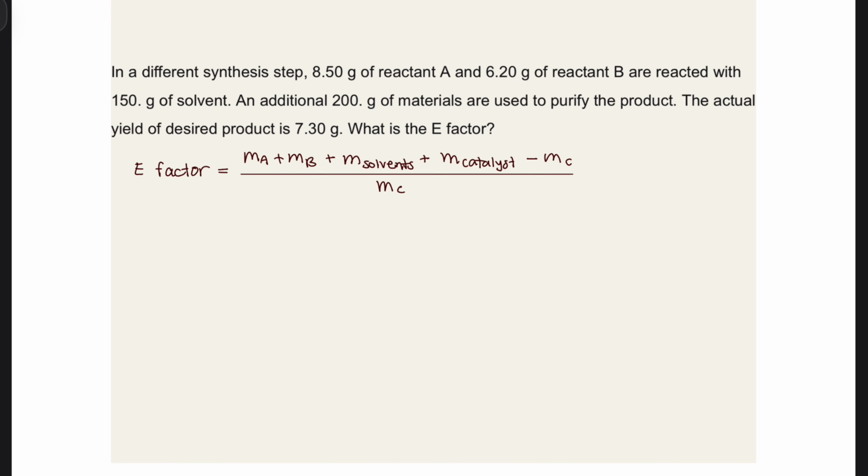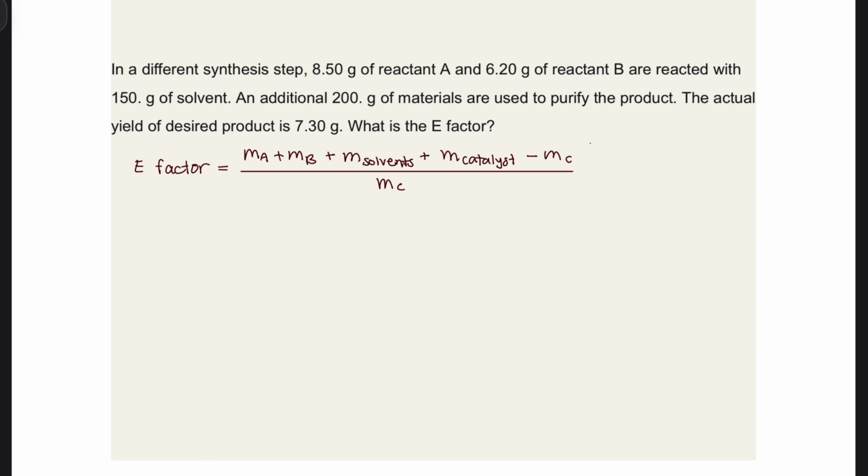So E factor is basically just all of the masses of everything you need to make the product, so including the reactants, the solvents, the catalysts, minus the mass of the product divided by the product. So we have two reactants, and we're given the mass. And for solvents, we have 150 grams of solvent, and we have an additional 200 grams that are also used to purify the product. And now we just subtract by the mass of the product, which is 7.3.